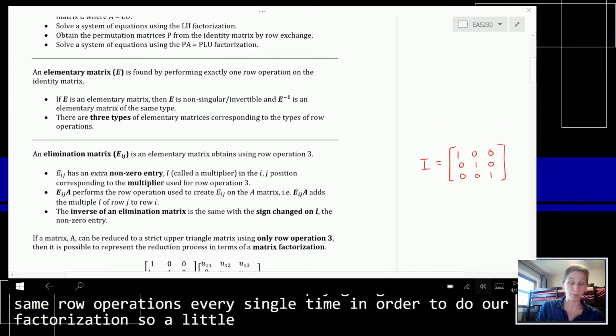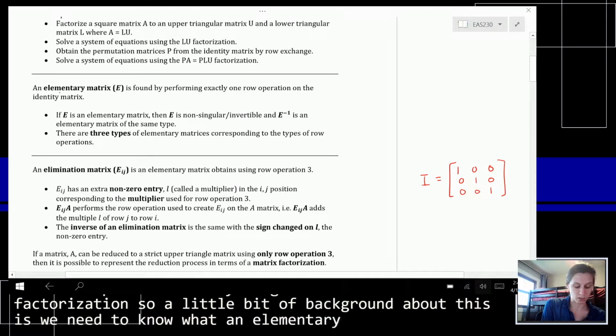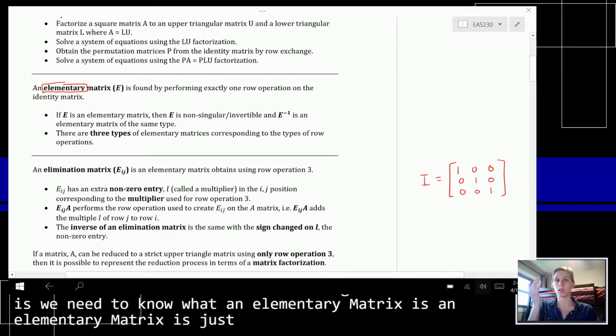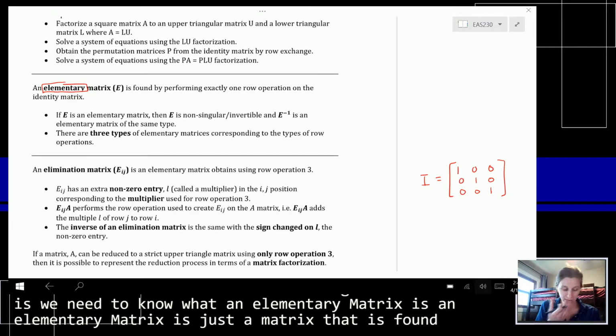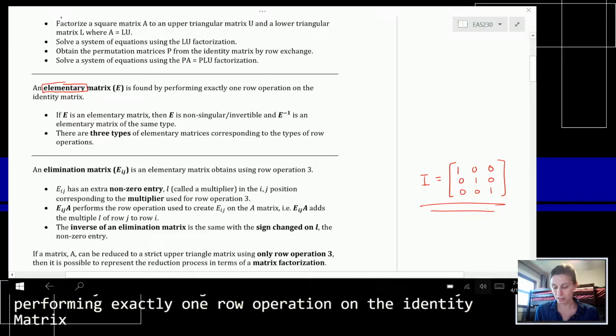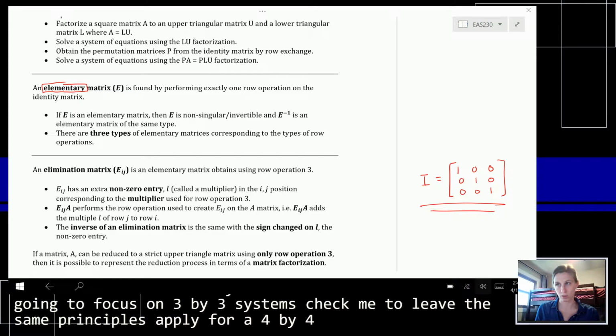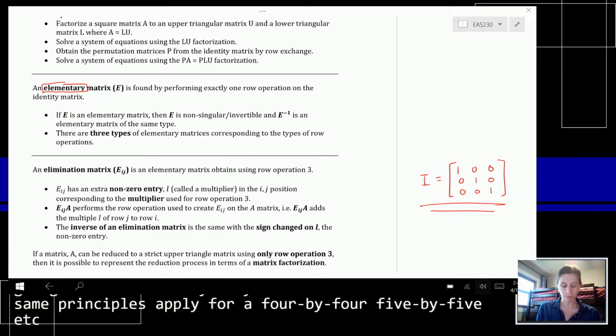So a little bit of background about this is we need to know what an elementary matrix is. An elementary matrix is just a matrix that is found by performing exactly one row operation on the identity matrix. So here's identity. For this set of material, we're going to focus on 3x3 systems. Technically, the same principles apply for a 4x4, 5x5, etc. But here's an identity for a 3x3.